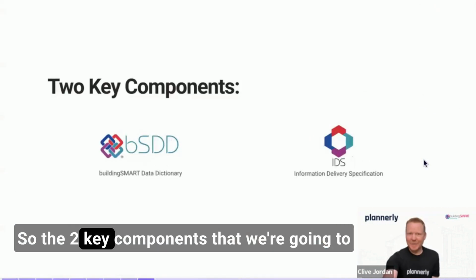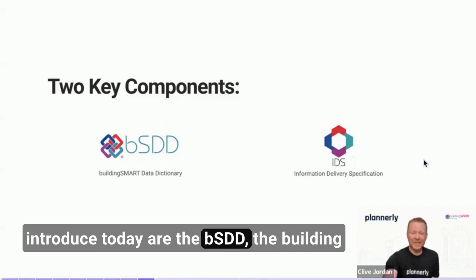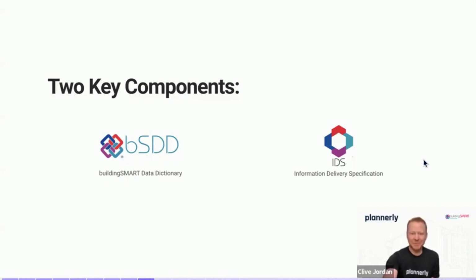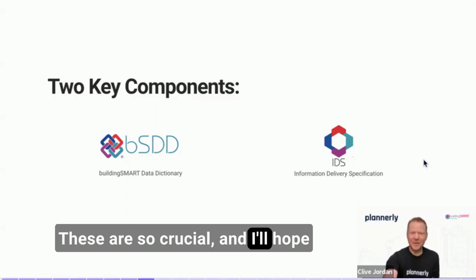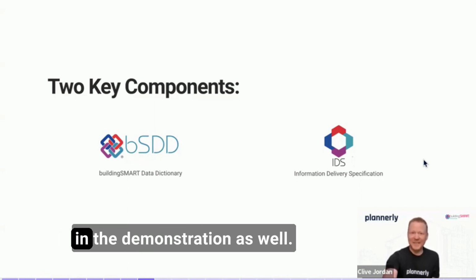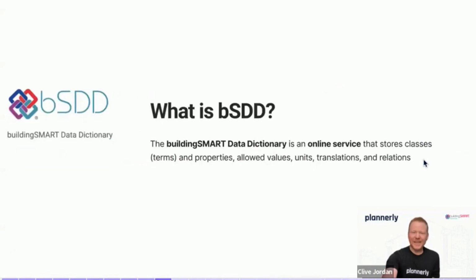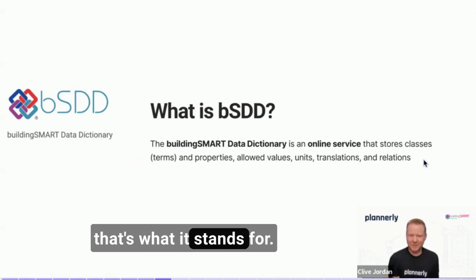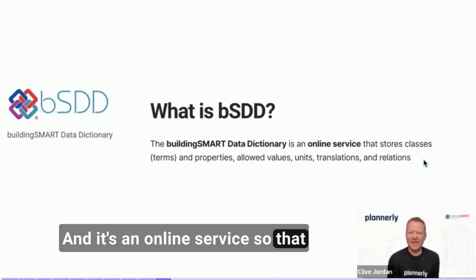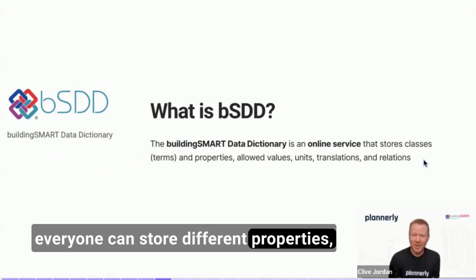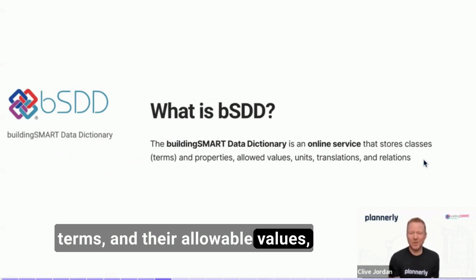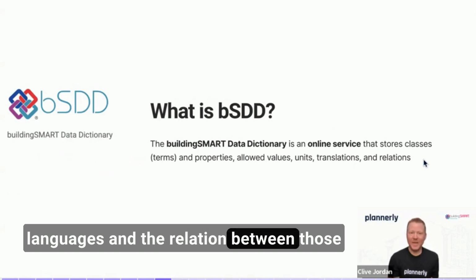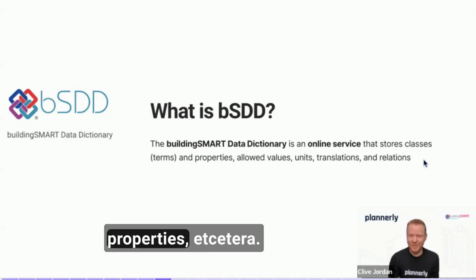So the two key components that we're going to introduce today are the bSDD, the buildingSMART data dictionary, and IDS, the Information Delivery Specification. These are so crucial, and I'll hopefully be able to explain why in the demonstration as well. So first of all, what is bSDD? So the buildingSMART Data Dictionary, that's what it stands for. And it's an online service so that everyone can store different properties, terms, and their allowable values, units, and also translation into other languages and the relation between those different terms and classes and properties, etc.